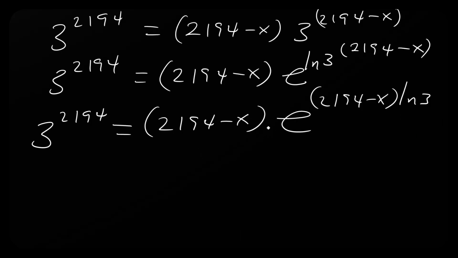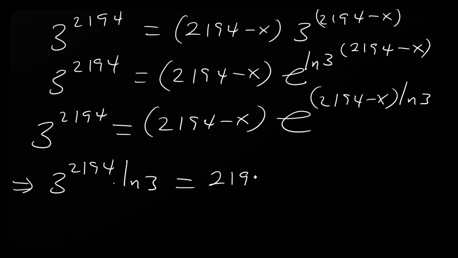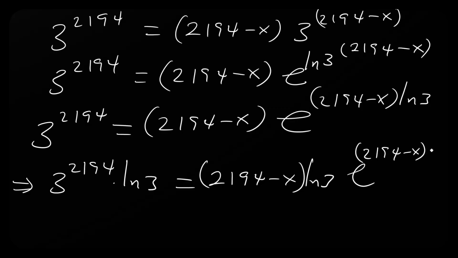2194 minus x, nothing. Now remember, what is here must be equal to what is there in order to perform the Lambert W function. So we have to multiply both sides by ln of 3. So I have 3 raised to that times ln of 3, and I'll multiply this side by that ln of 3. So times e raised to 2194 minus x ln of 3. Perfect.